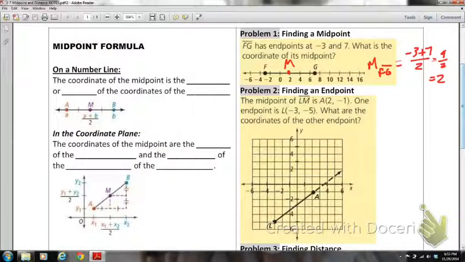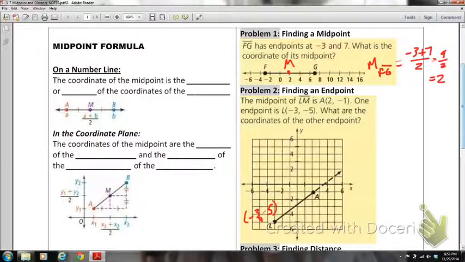In problem 2, finding the endpoint, here it gives you the midpoint, and it gives you one of the endpoints, and you're supposed to find the other endpoint. So to do this, they gave us one of the endpoints, which is point L. L is (-3, -5).